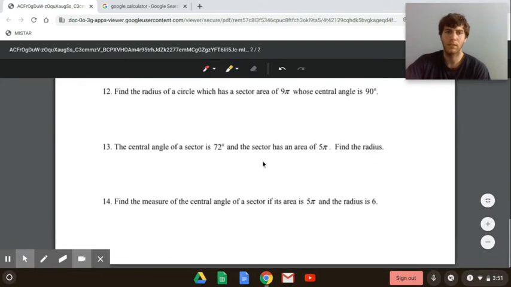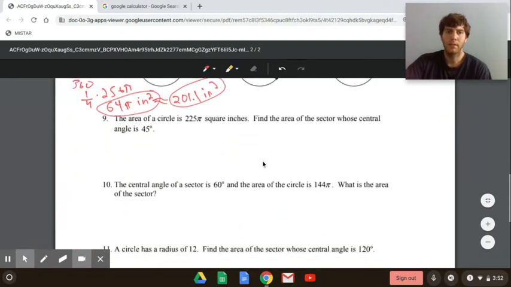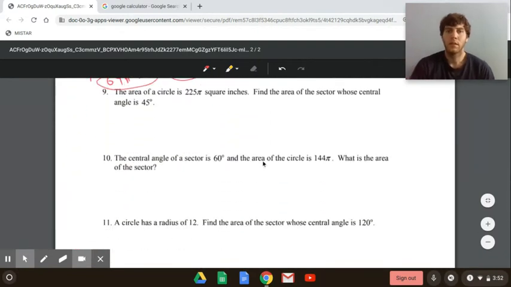Okay, and then we got a few more here. So the area of the circle is 225 pi square inches, which is the same as inches squared. And we want to find the area of the sector whose central angle is 45. So sector area equals, again, the part of the circle, times then the area, which is pi r squared.